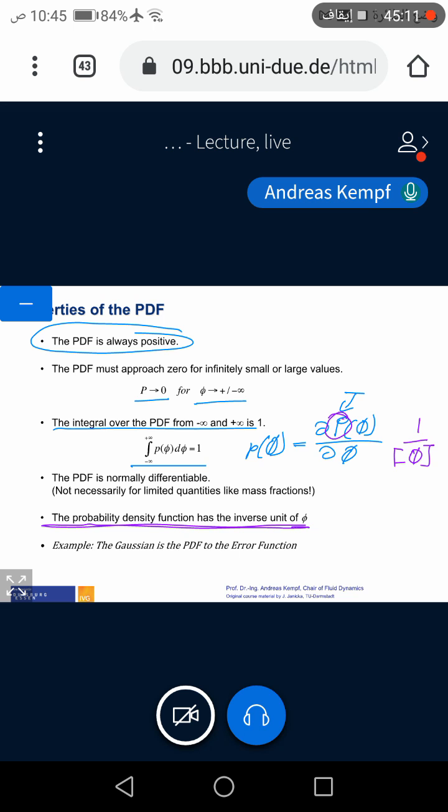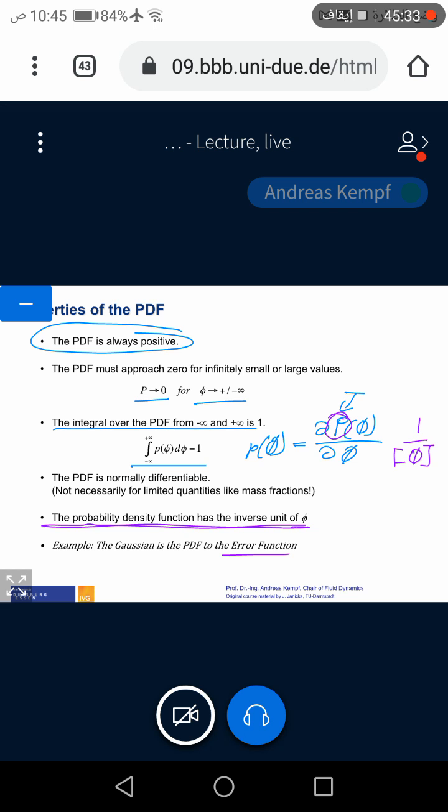One more thing, a very, very important PDF and cumulative density function for us is the Gaussian PDF, and its integral is the error function. Or rather a scaled error function. It's not exactly the error function, but a scaled error function.